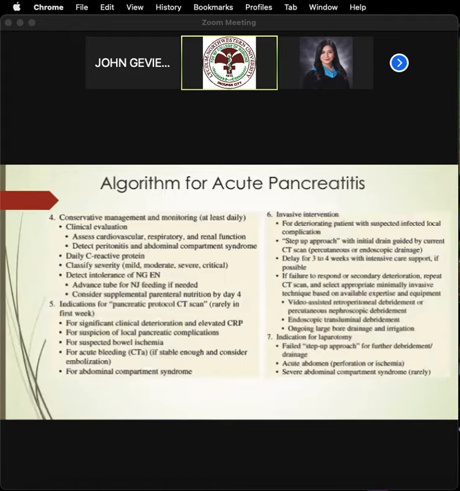Indications for pancreatic protocol CT: rarely in the first week, because the necrosis should be demarcated first before requesting for CT scan. Okay? So you can see in the algorithm, if all things fail, in 3 to 4 weeks, you can do surgical intervention like video-assisted retroperitoneal debridement, endoscopic debridement, okay? So indications for laparotomy: failed step-up approach, acute abdomen, especially if there's a perforation or ischemia, and severe abdominal compartment syndrome.